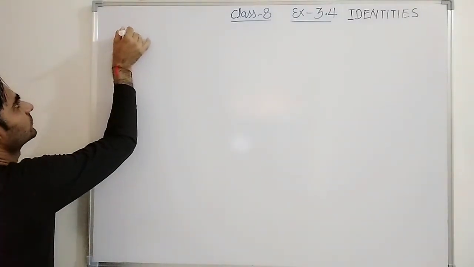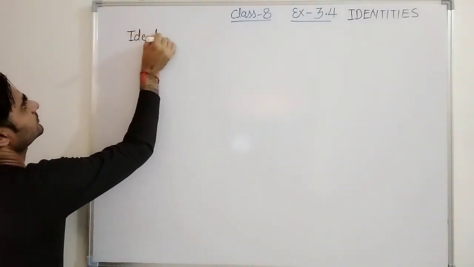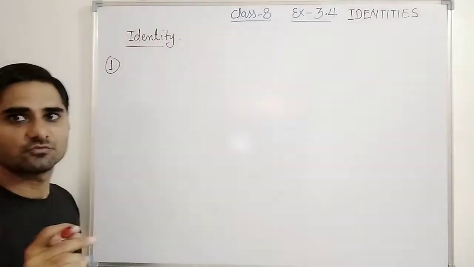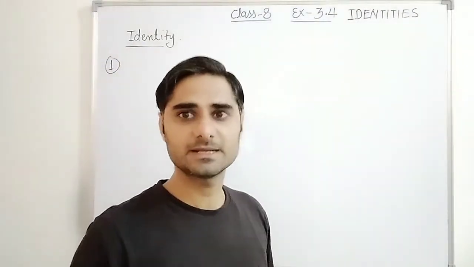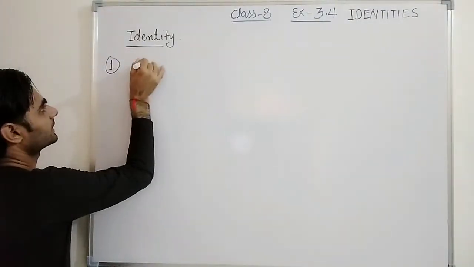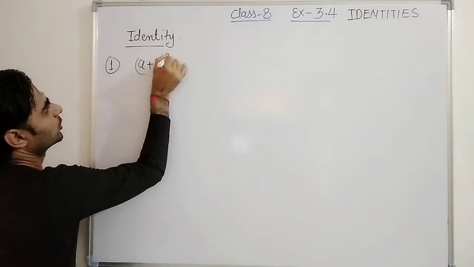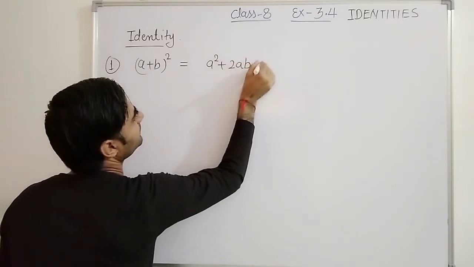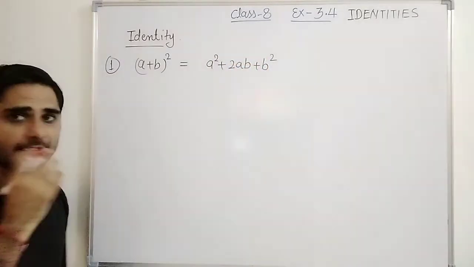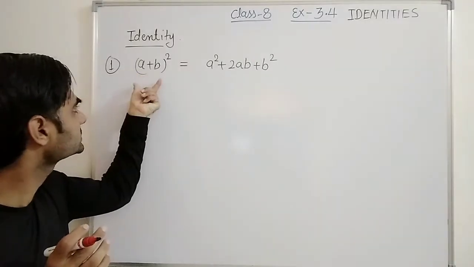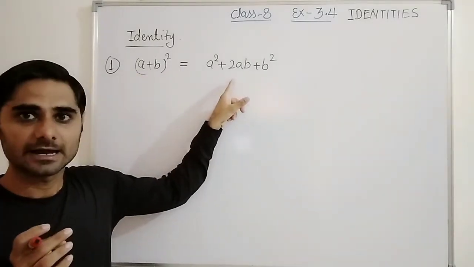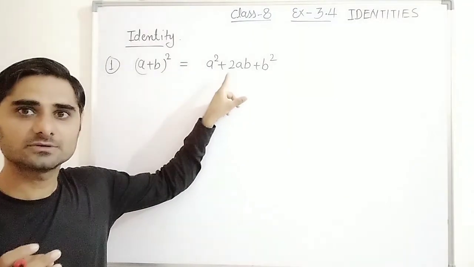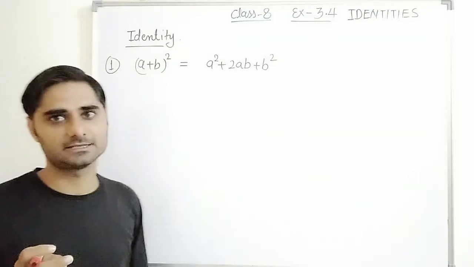So, identity number 1. First identity we have (a plus b) whole square. (a plus b) whole square is equal to a square plus 2ab plus b square. Identity means we can directly use it in place of this, and in place of this we can use that. If it is given, we can write directly this one.